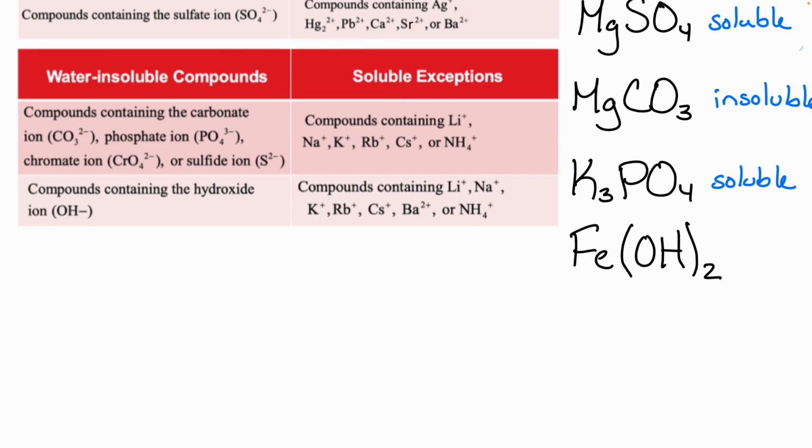All right, and then iron 2 hydroxide. Again, I'm going to find my anion, that hydroxide ion. Is this one soluble or insoluble? Insoluble, because it is not on our list of soluble exceptions. Cool.